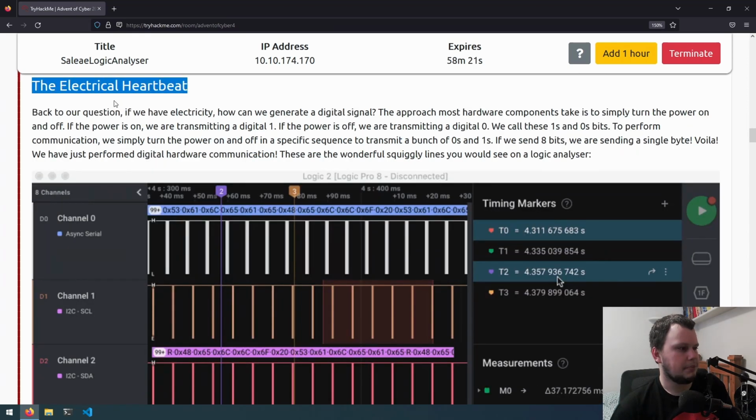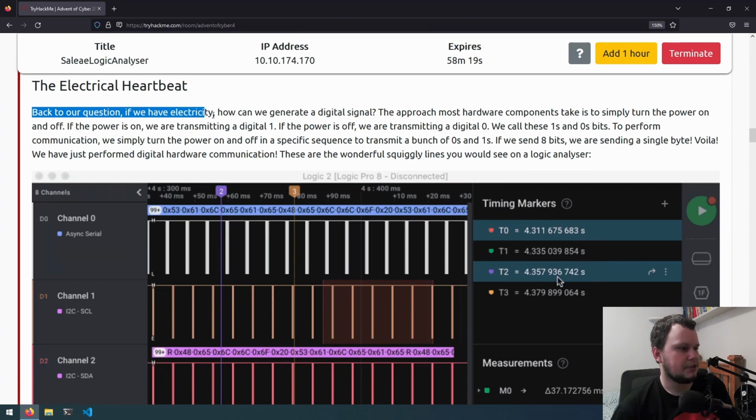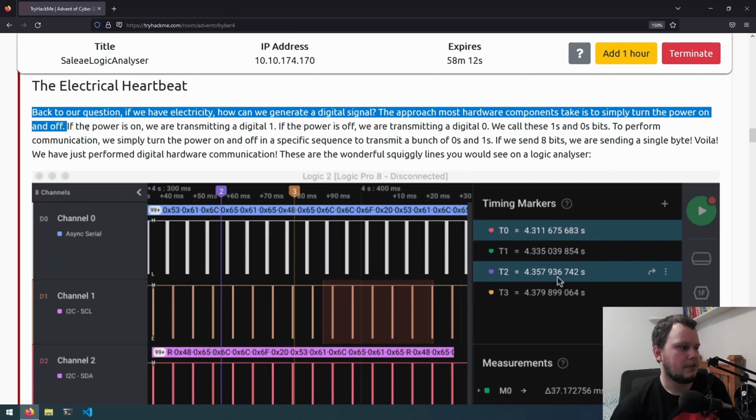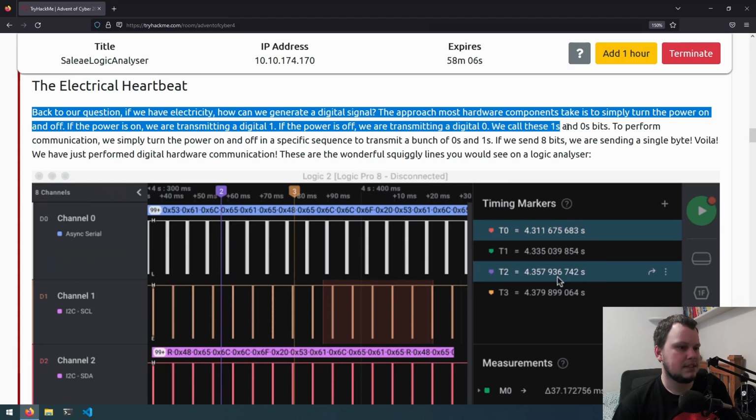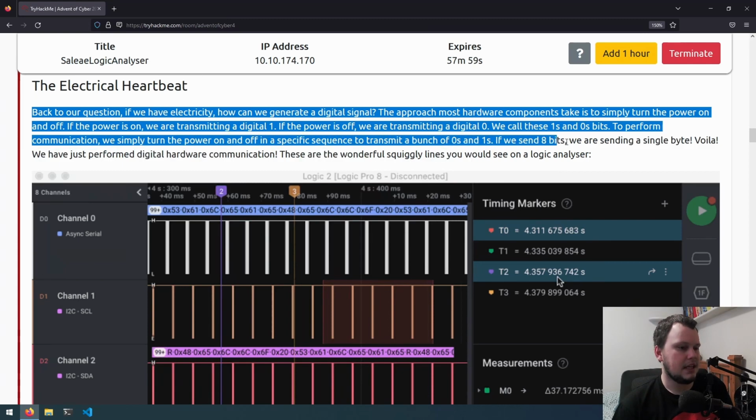The electrical heartbeat. Back to our question, if we have electricity, how can we generate a digital signal? The approach most hardware components take is to simply turn the power on and off. If the power is on, we are transmitting a digital 1. If the power is off, we are transmitting a digital 0. We call these 1s and 0s bits. To perform communication, we simply turn the power on and off in specific sequence to transmit a bunch of 0s and 1s. If we send 8 bits, we are sending a single byte. Voila! We have just performed digital hardware communication.